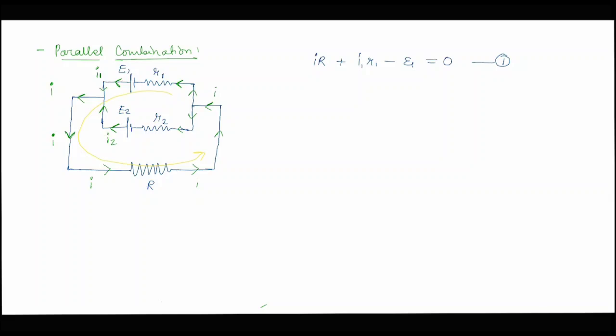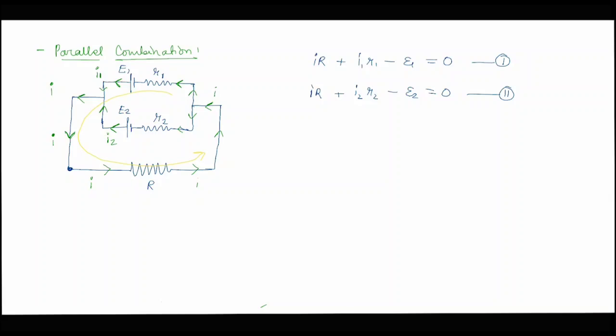So if we consider from here, we are going in this direction, so positive IR. Then over here again we are in the direction of current, so it is I1 small r1. We are hitting the negative terminal, so minus E1, and the value is equated to 0. In the second loop, I am selecting the second battery while ignoring the first one. So this time I can write it as I capital R plus I2 R2 minus E2 is equal to 0, which becomes my second equation over here.